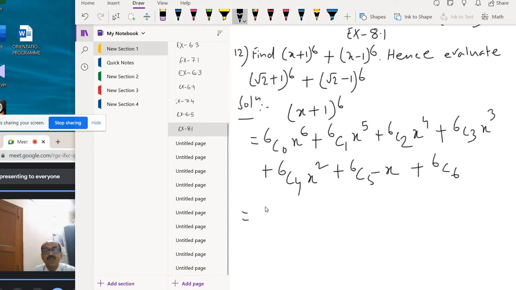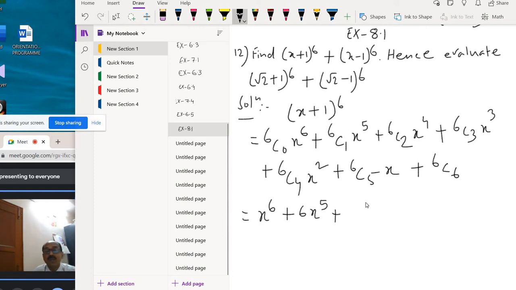Now calculate this. 6C0 means factorial 6 by factorial 6 minus 0, that is 1. So x to the power 6 only. Plus 6C1 means factorial 6 by factorial 5 into factorial 1. Factorial 6 means 6 into 5 factorial, 5 factorial cancels. So 6 x to the power 5.